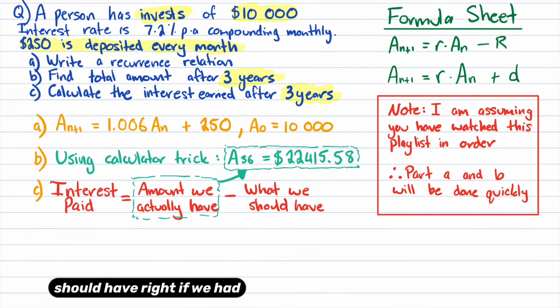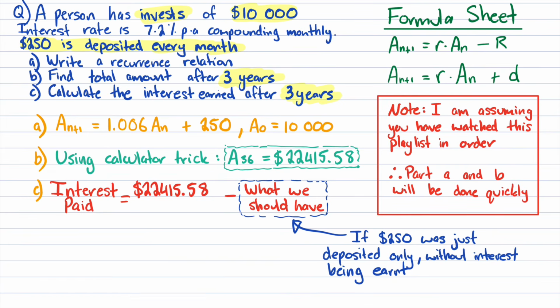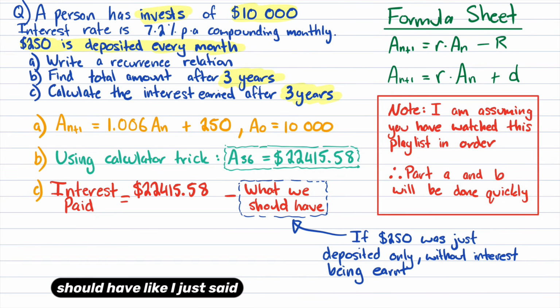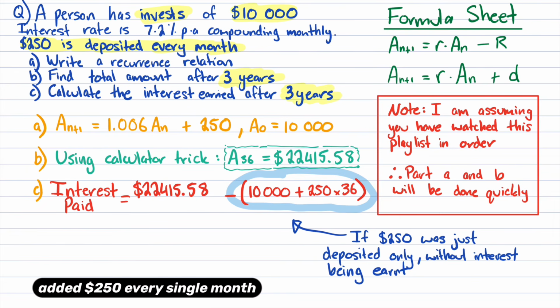So what we should have, right? If we had $10,000 and we were just depositing an extra $250 every single month and there was no interest being added on, that represents the amount that we should have without any interest. So I've just substituted what we currently have, and what we should have, like I just said before, it's just going to be 10,000 plus 250 times 36, because we've added $250 every single month for 3 years. So it's 10,000 plus 250 times by 36.